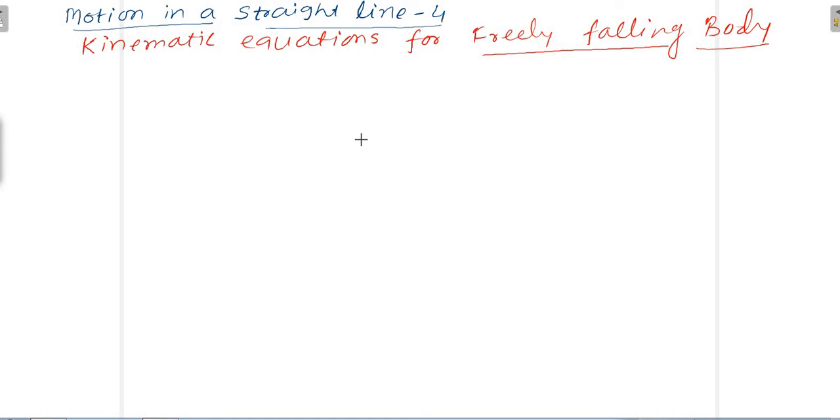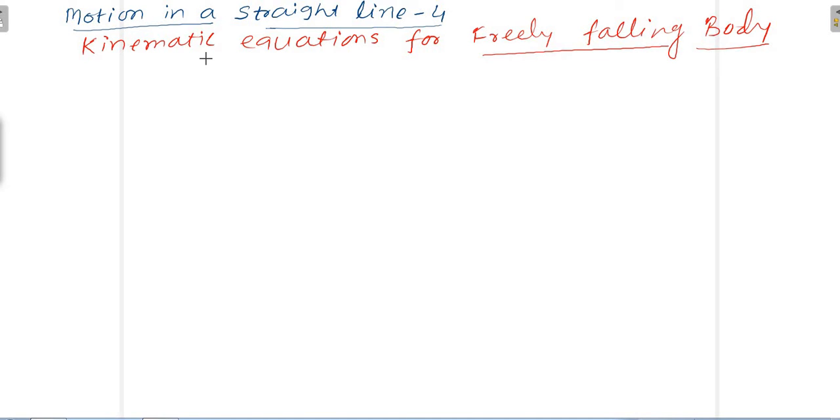So this is also a motion in a straight line. What sort of equations can be used to study motion in a straight line along a vertical path, that is, a freely falling body? Now what do we mean by freely falling body? It means no other force is exerted on the object. Suppose I'm throwing a ball from a height. I'm not exerting any extra force. I'm just releasing the ball from my hand and allowing it to fall freely.